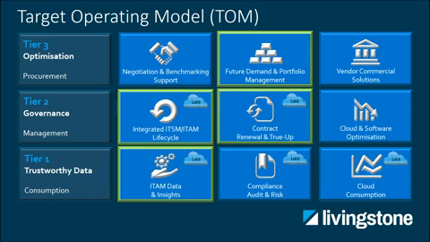And this comes back to the initial slide that we talked about. Tier 1 being trustworthy data. How do you understand what your consumption is? Tier 2 around governance, lifecycle management. And then Tier 3 is the optimization. How do you buy better? And how do you drive those negotiations?